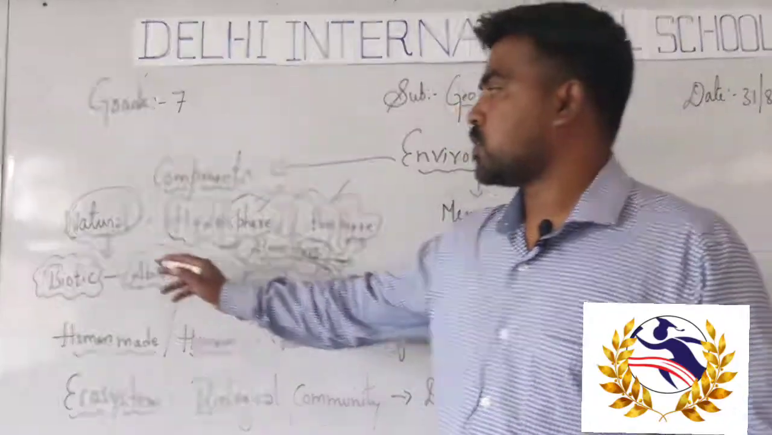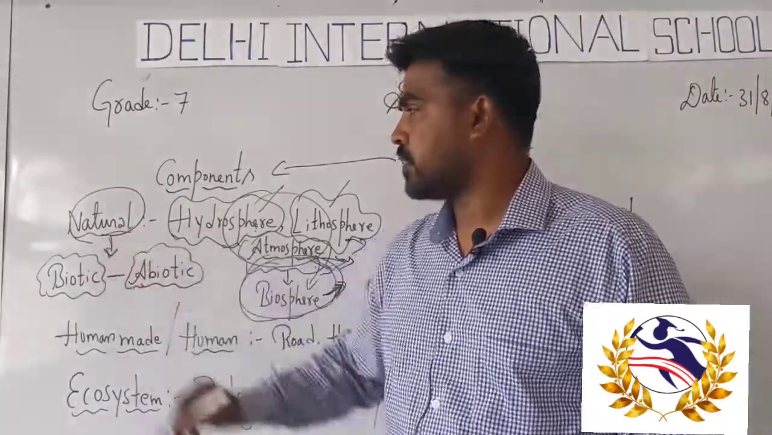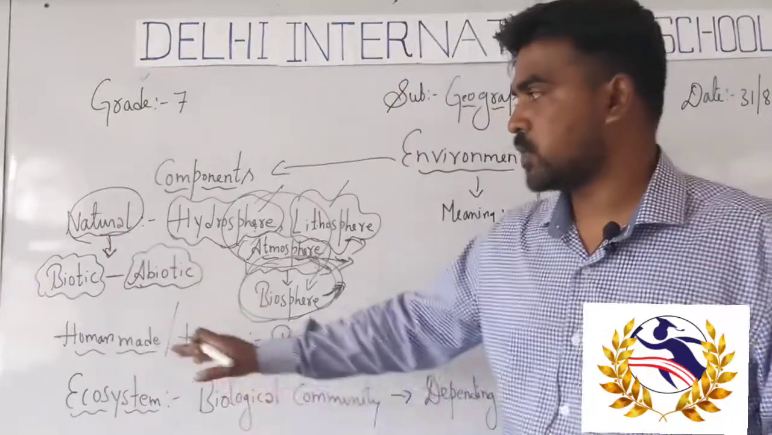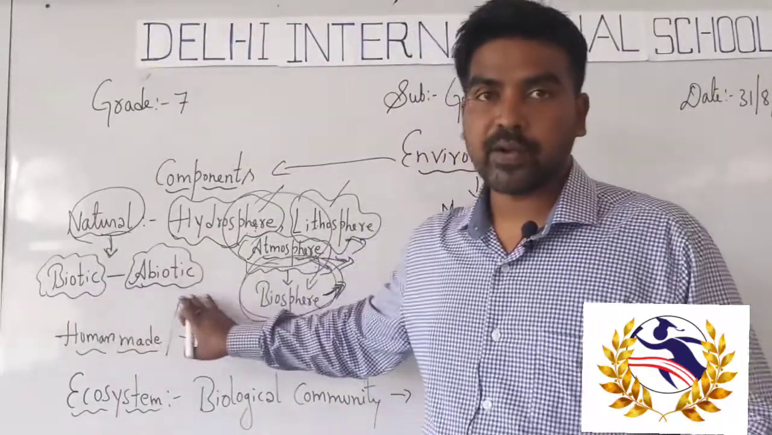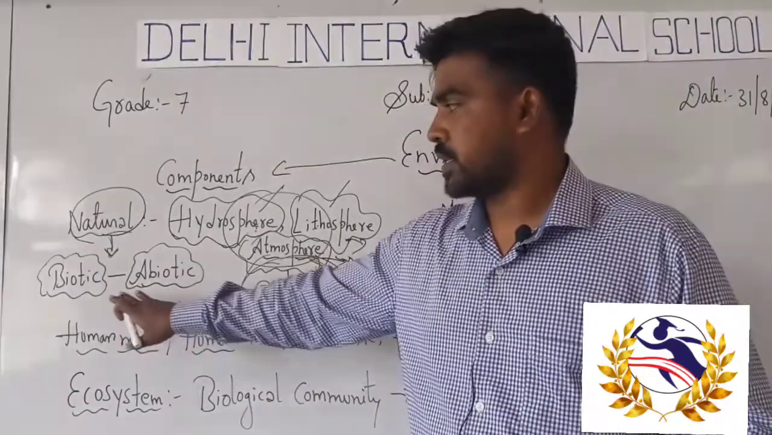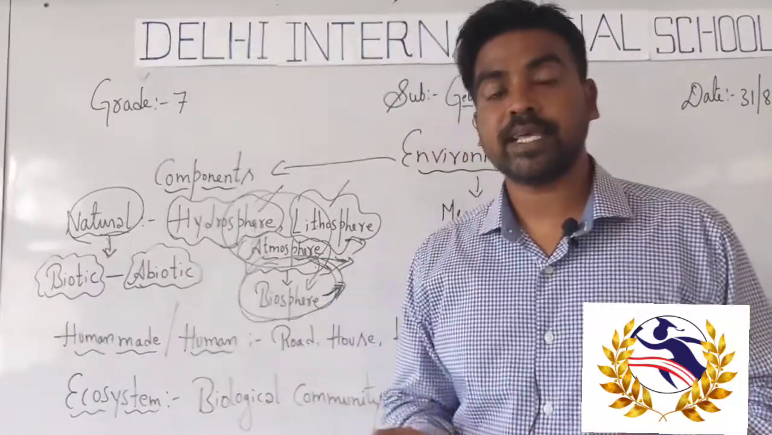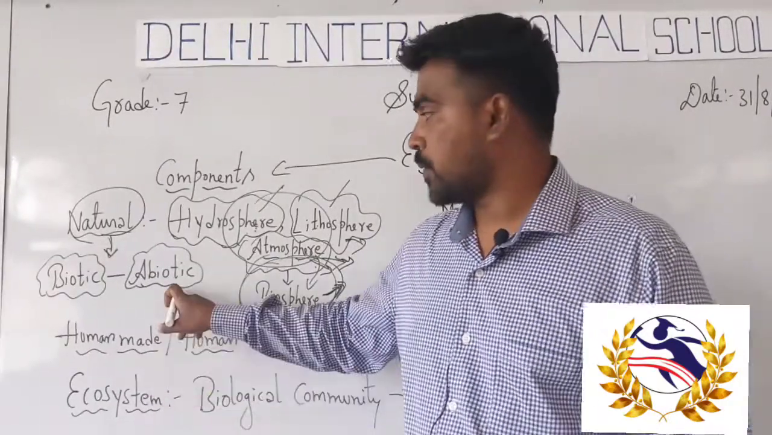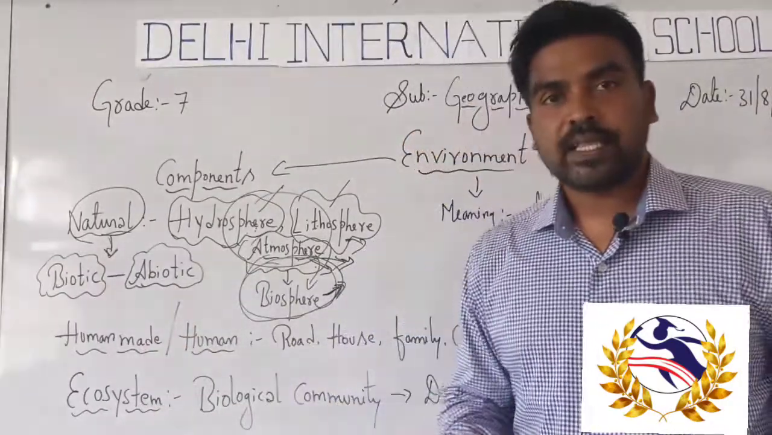So the natural environment is also categorized into biotic and abiotic. Biotic means the living things, living organisms. Abiotic means non-living things.